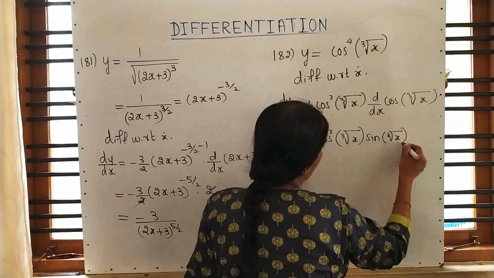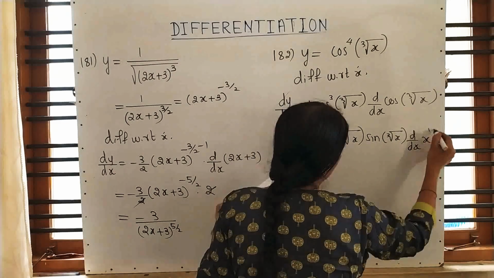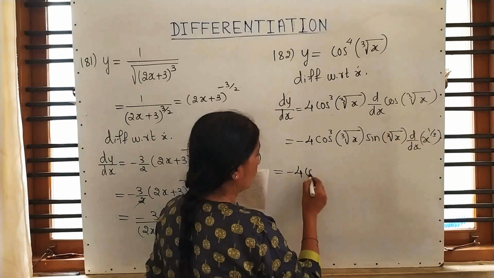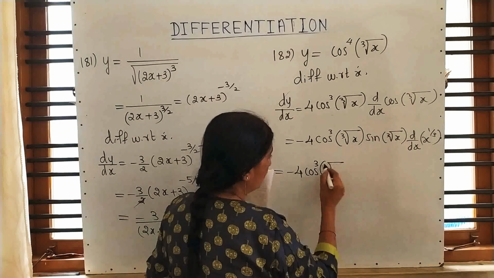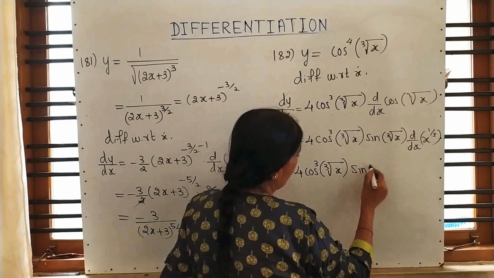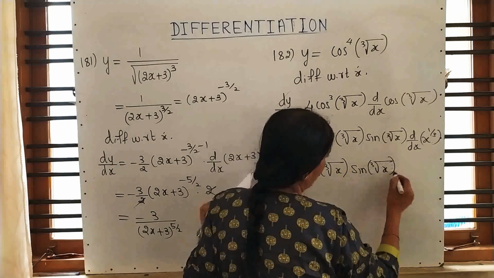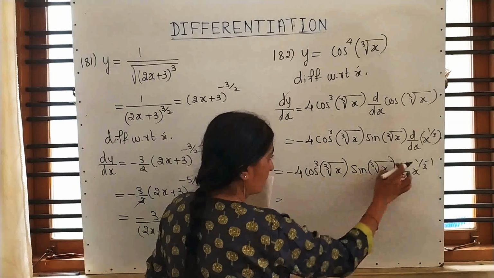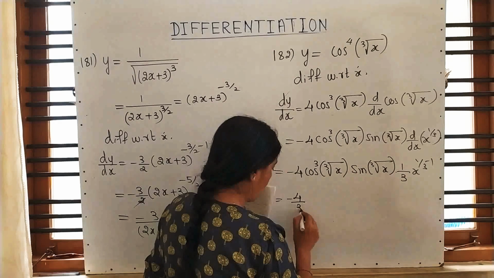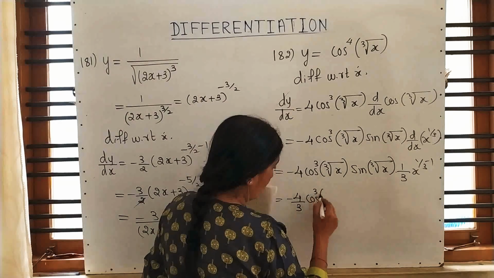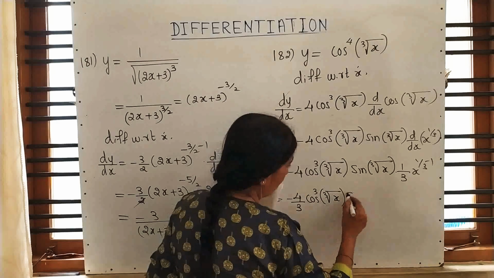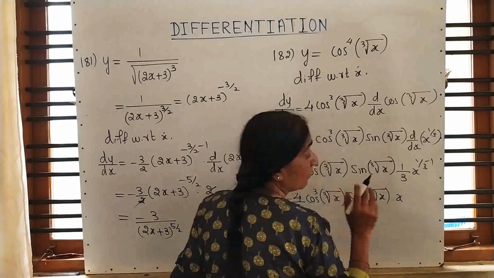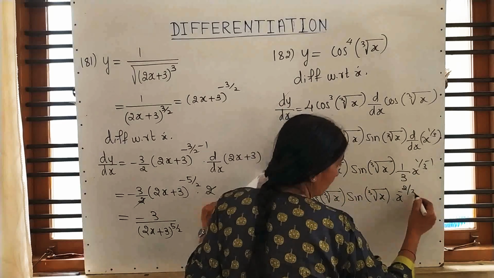Now we have to differentiate the angle. Instead of cube root of x, I am writing x to the power 1 by 3. It is minus 4 cos cube root of x sin cube root of x, into 1 by 3 x raised to 1 by 3 minus 1. This 1 by 3 I am writing here: minus 4 by 3 cos cube root of x sin cube root of x, x raised to 1 by 3 minus 1. When you take the LCM, it is minus 2 by 3.